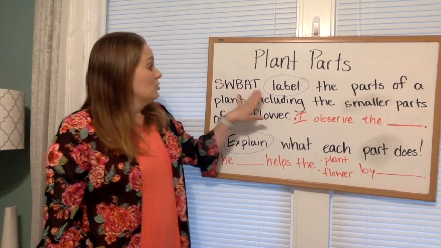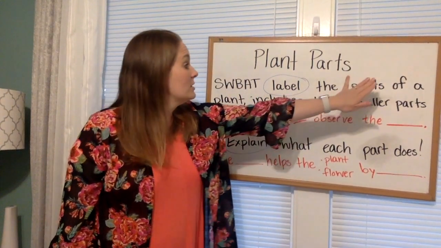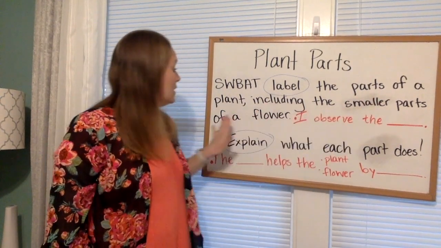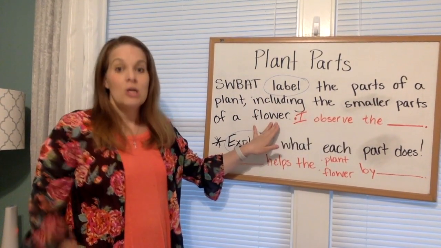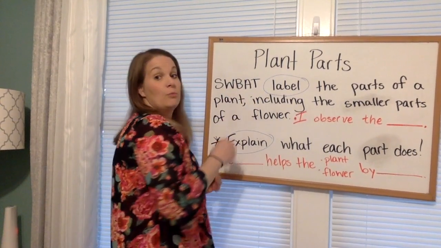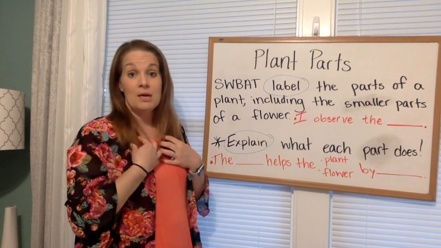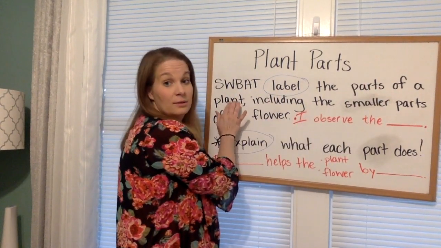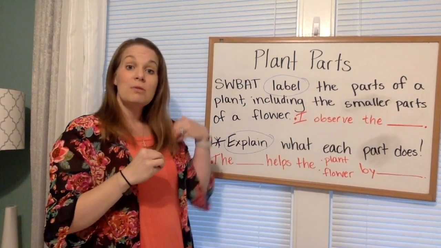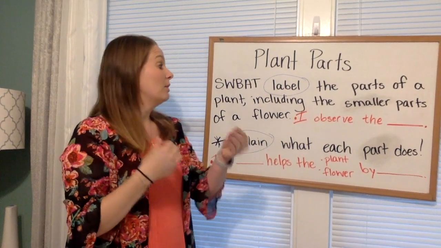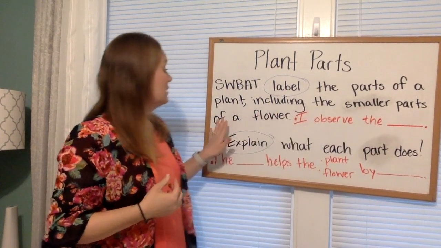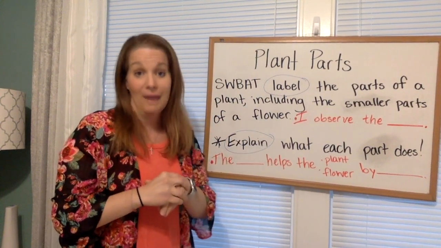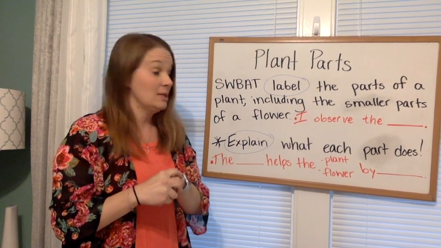Students will be able to label the parts of a plant, including the smaller parts of a flower. So the part that you have probably done before with me or with another teacher is labeling the parts of a plant. But we're going to review that, and then we're going to add the knowledge of the smaller parts of a flower. What are the parts inside of each flower, and why are they important?